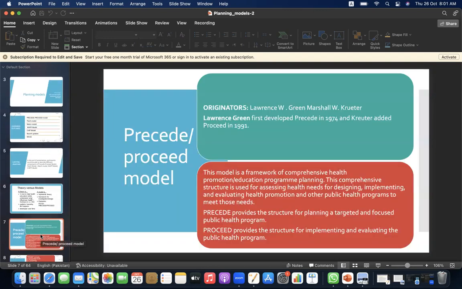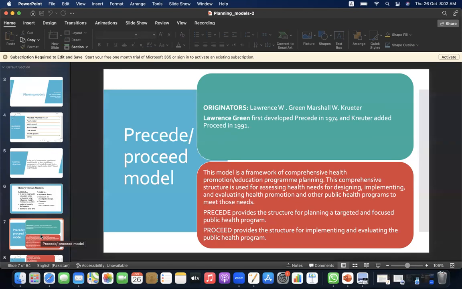Let's start with the first model, which is the PRECEDE model. The originators are Lawrence Green and Marshall Kreuter. Lawrence Green first developed PRECEDE in 1974 and Kreuter added PROCEED in 1991. This model is a framework of comprehensive health promotion education program planning. This comprehensive structure is used for assessing health needs, and for designing, implementing, and evaluating health promotion and other public health programs to meet these needs.